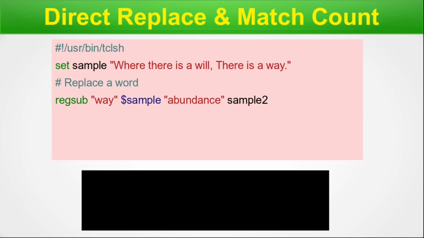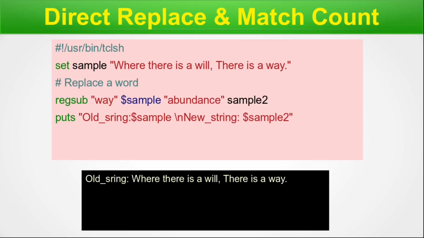See, here we are not actually overwriting the original string, but we are dumping the value in another string, sample2, and here we echo the old string and the new string. These are two strings. The first string, the source, is untouched, and the output has gone to the other one. So you can see the old string, where there is a will, there is a way, and the new string, where there is a will, there is abundance. This is a typical example of regsub, showing how you can use it in a very non-destructive manner, so that your original string remains intact, but the output is given and you can check it.